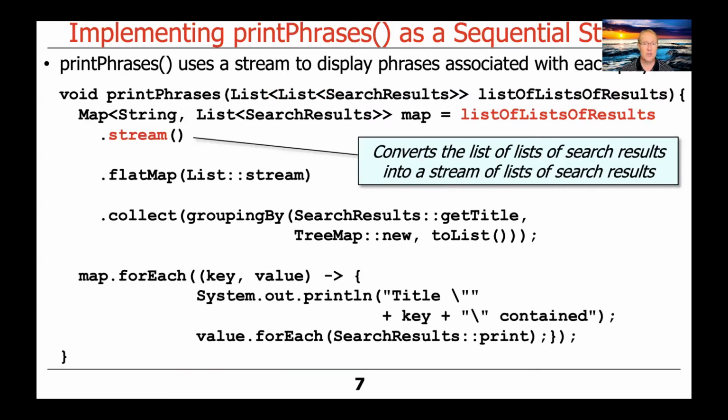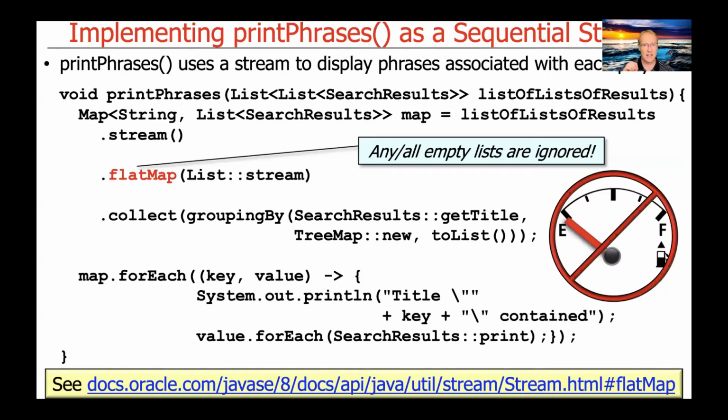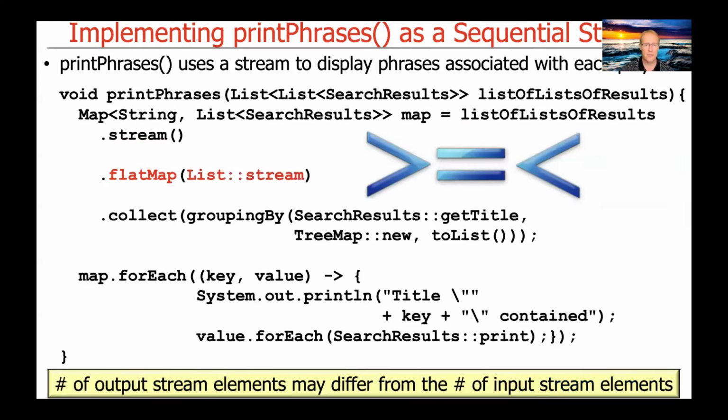We convert that into a stream of lists of search results here. And then we call flat map. And as I mentioned before, flat map has this really cool property that it'll flatten a stream of lists into a stream of elements in the lists. That's one of the things it does. And it'll ignore any and all empty lists that happen to be in the stream. So anything that's empty is just ignored.